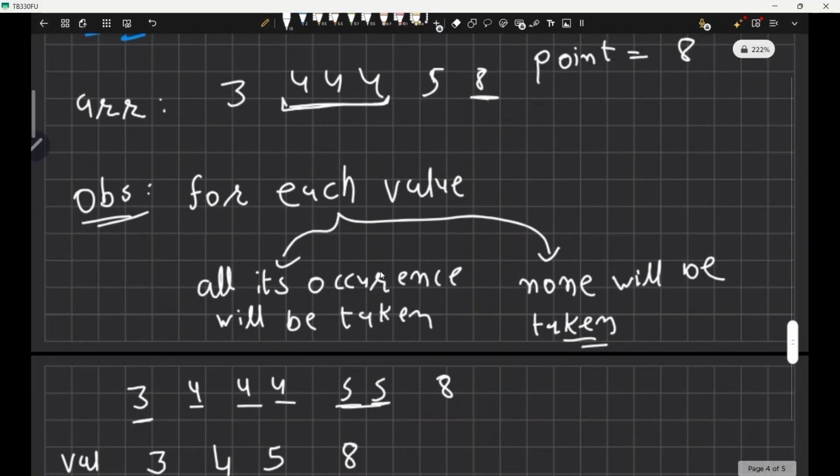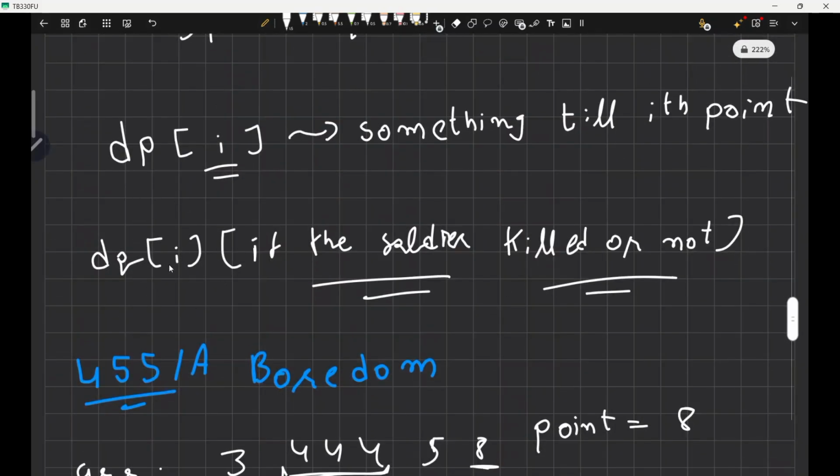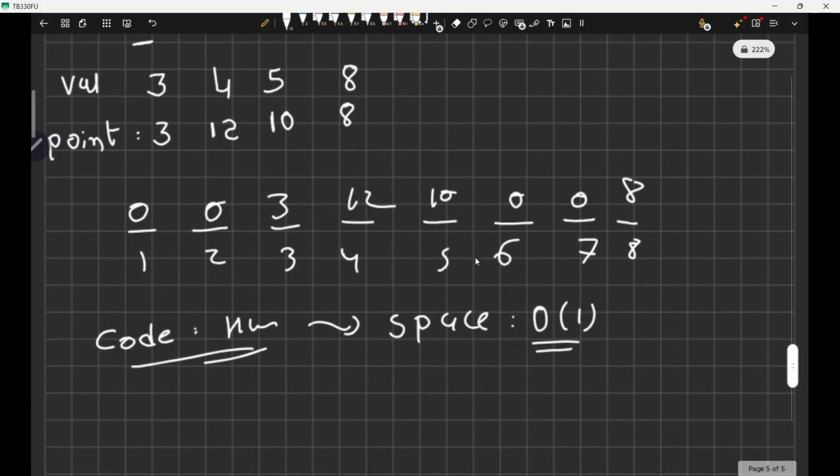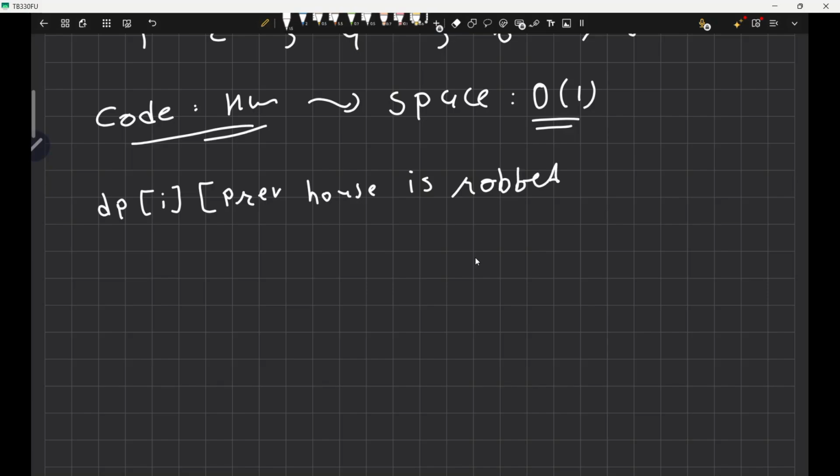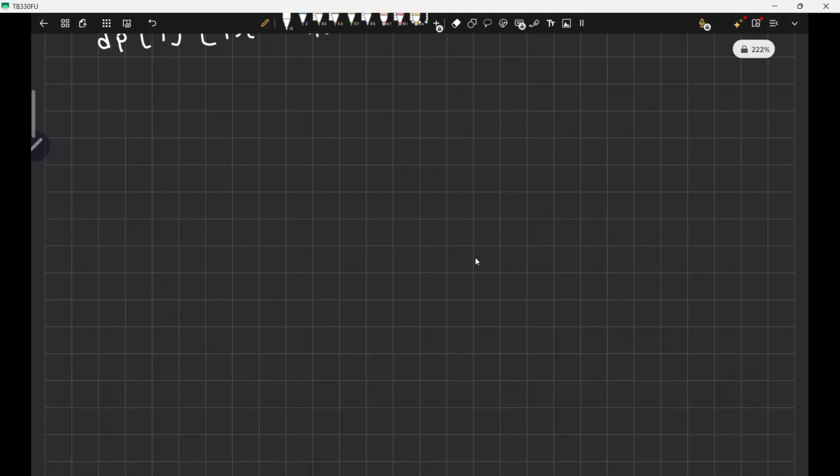And again, as I talked about here, with DP you should have some other data, right? Or another case, something like that. In this one, it is also something like that. So the DP of I, and the other dimension is whether the previous house is robbed or not. That's it. So you will have some table.